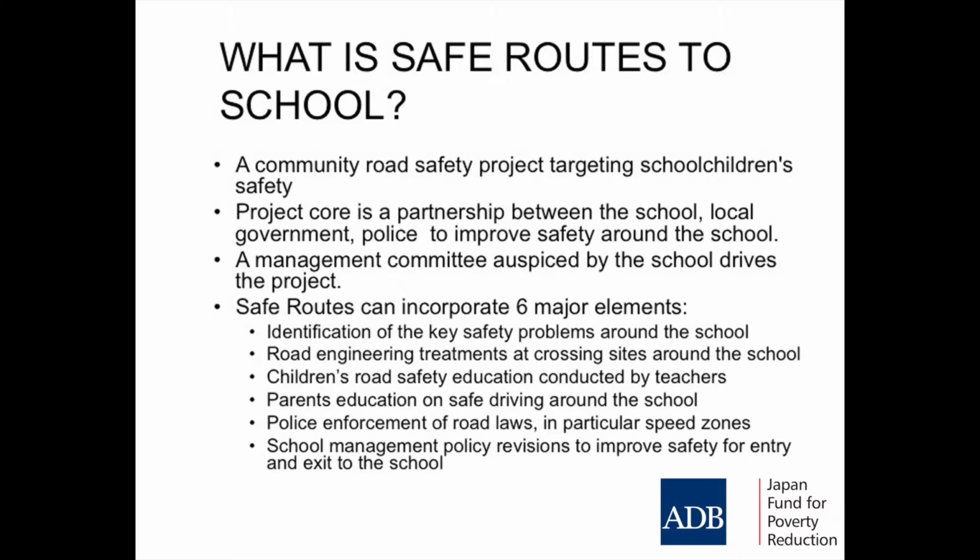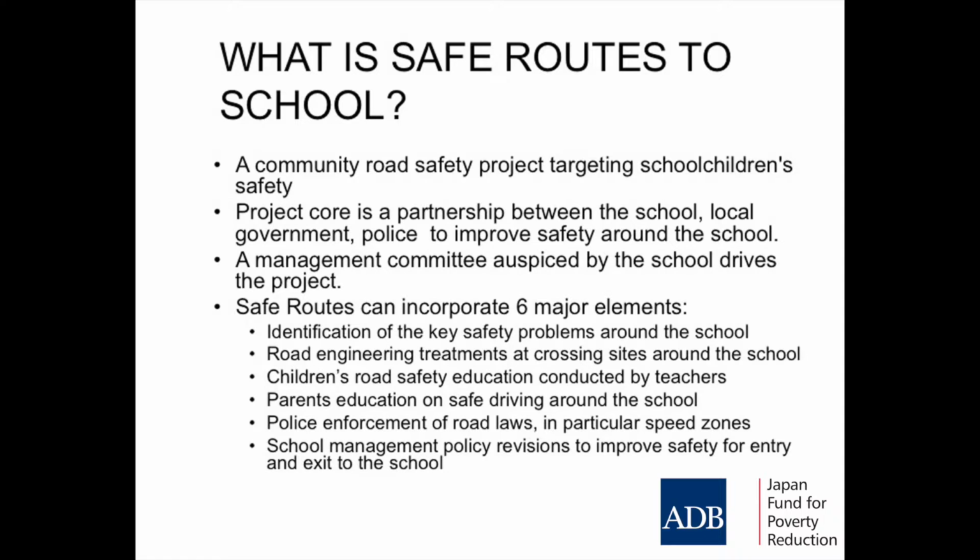Now, there are usually 6 major components that can be incorporated in a Safe Routes to School program. The first is in every Safe Routes program, and that's how to identify what are the key safety problems around the school for children, associated with where are the risks for them in crossing the road. That's the major thing. Children coming to the school, coming from the school. They have to cross roads. Which are the riskiest places for them to cross, and can we do something about that?